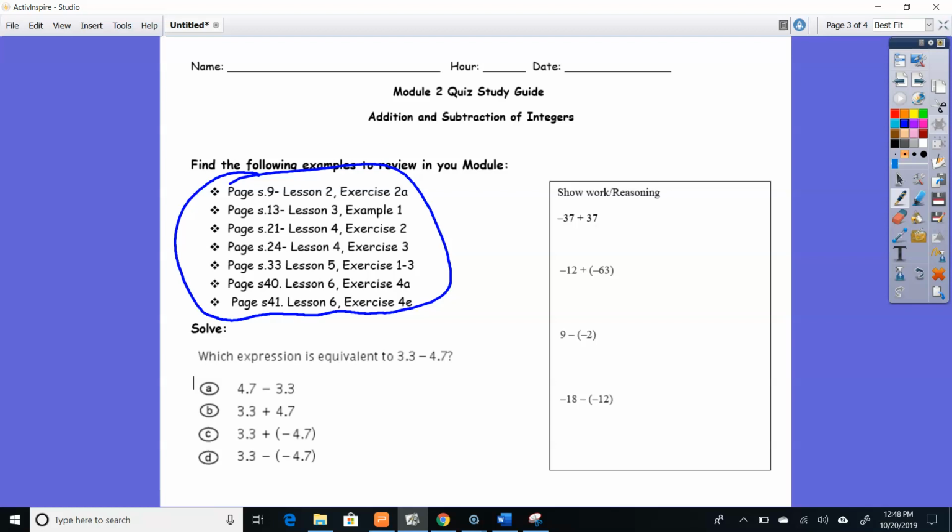So let's look at the box first to show work or reasoning. Remember, our work and reasoning can be those 3 words. The first word is about the signs: are your signs the same or are they different? Your second word would be what operation are you doing? And then the third word would be: is your answer positive or negative? Okay, so here we couldn't say these are additive inverses.